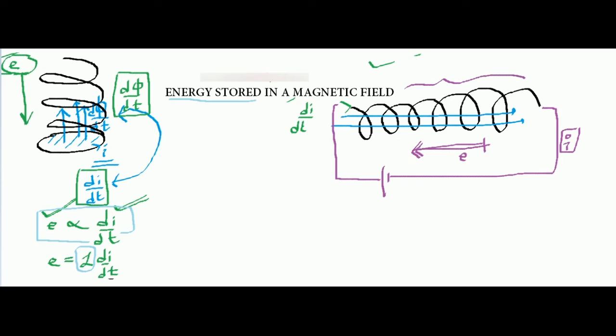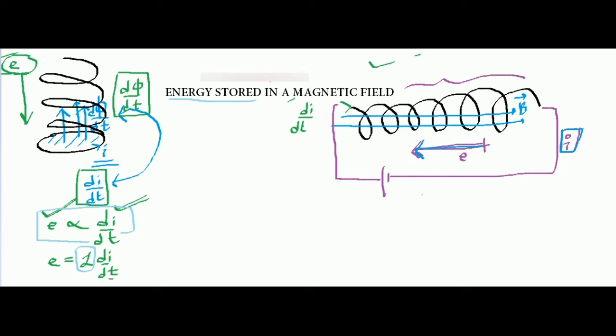Agreed? Now in order to work against this EMF, the battery needs to do some work, and that work will be stored as the magnetic field inside the inductor. This is the entire story. So the battery is trying to produce a constant current in the circuit, and to produce it, the battery has to work against this EMF.